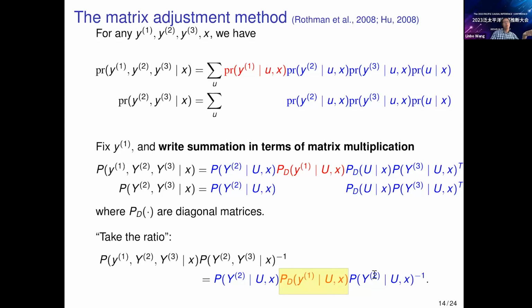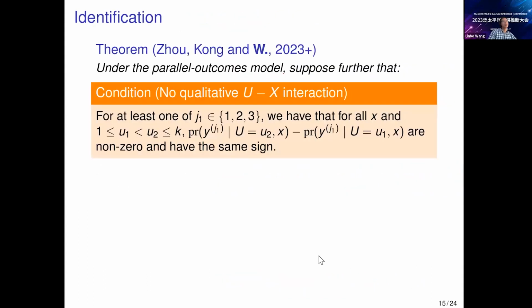But if you take a closer look, you will see that this is okay, because this is nothing but the form of an eigenvalue decomposition, right? This first matrix here is a square matrix multiplied by a diagonal matrix multiplied by the same square matrix inverse. So this is exactly the form of eigenvalue decomposition. So we can just apply eigenvalue decomposition to the left-hand side and identify these eigenvalues as the diagonal elements of this matrix. And this is the key idea behind our identification.